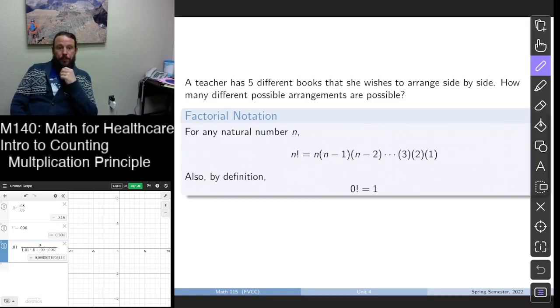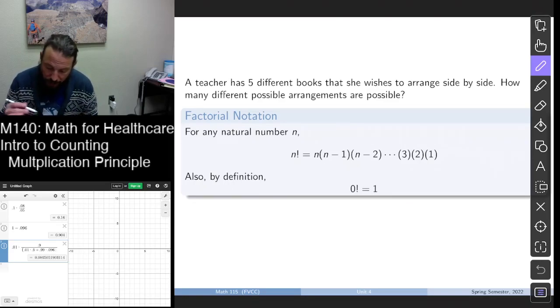So what's n factorial? It's the number of ways to arrange n distinct items, whatever that may be. How many ways can I arrange the numbers from 1 to 11? It's going to be 11 factorial. Same thing as the books. Anytime I have that arrangement.